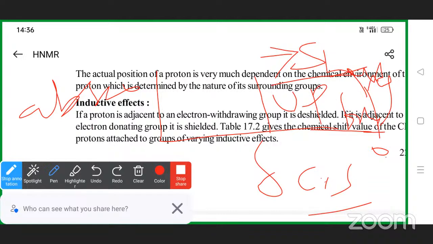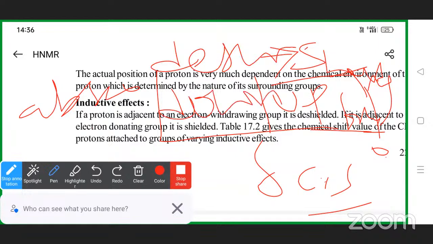Okay, and the part that falls on the left side is the de-shielded region, which we call downfield. It has more delta values here, higher delta values. The downfield or de-shielded region has the higher delta values.